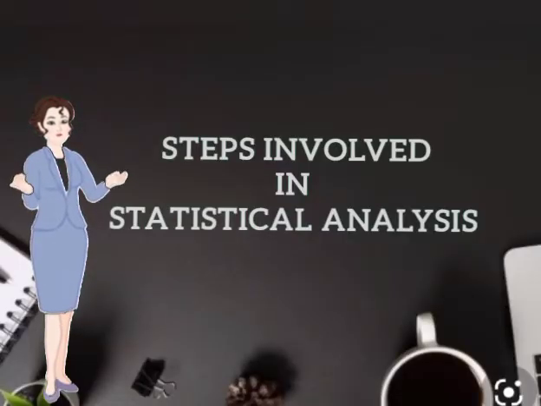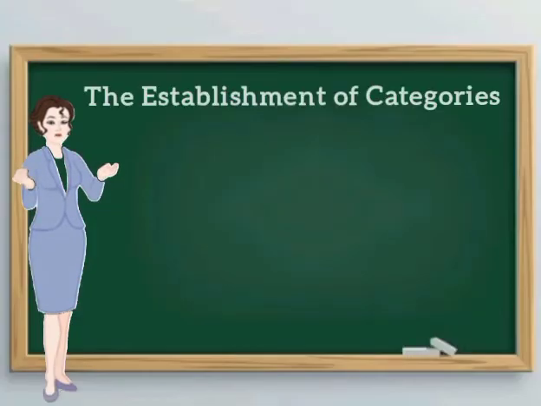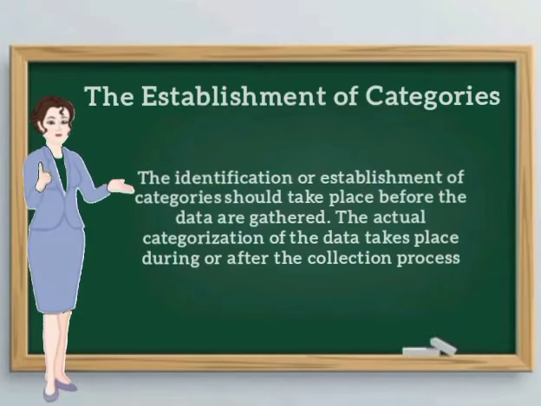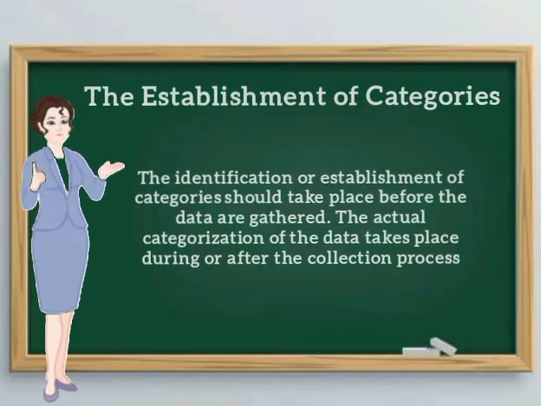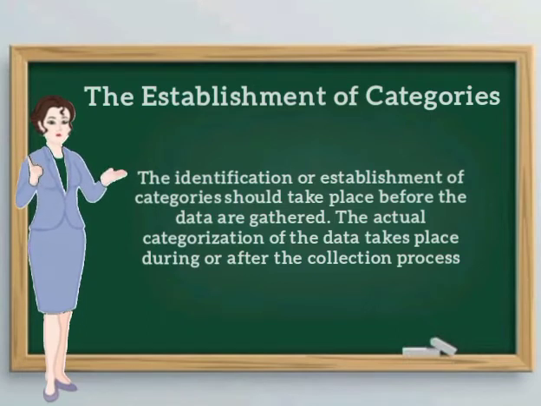Steps involved in data analysis. The establishment of categories. In order to organize and analyze the data collected for a study, it is necessary to place them in categories. The identification or establishment of categories should take place before the data are gathered. The actual categorization of the data takes place during or after the collection process.